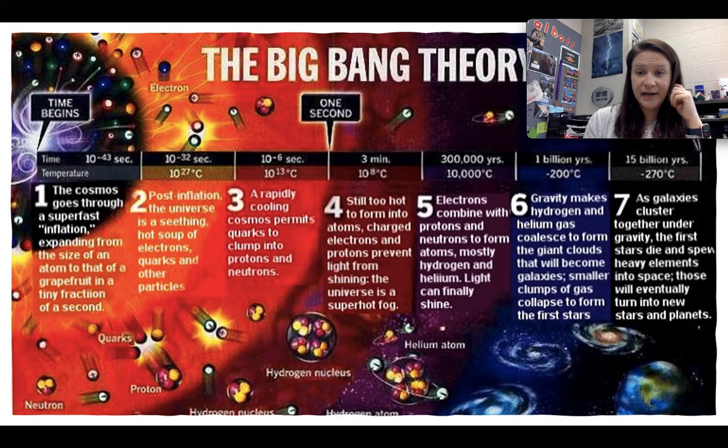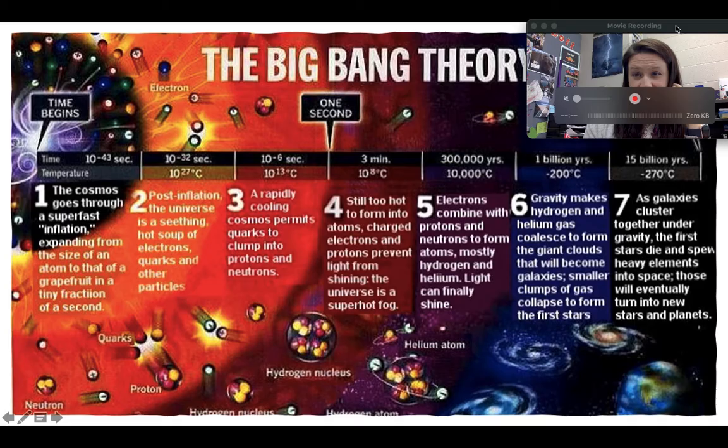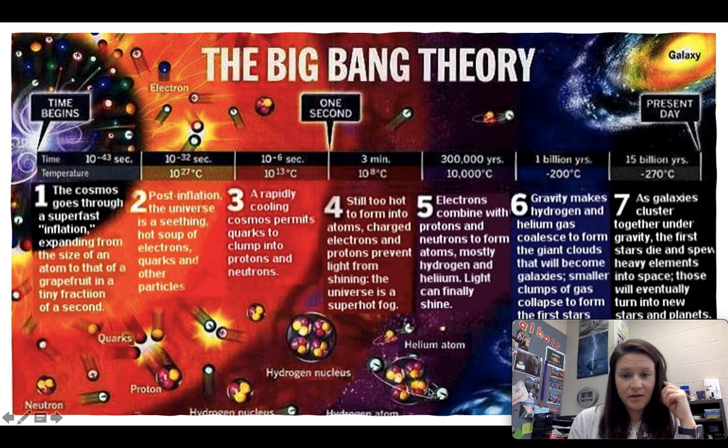So this chart just kind of explains the illustration of the Big Bang. You start over here with where it begins, time begins, where that expansion or that inflation occurs, expanding out to the size of an atom in a fraction of a second. And then it's starting to cool off, like number 3, a rapidly cooling cosmos permits quarks to clump into protons and neutrons. So that's how you're getting some of the building blocks that would make the first atoms.